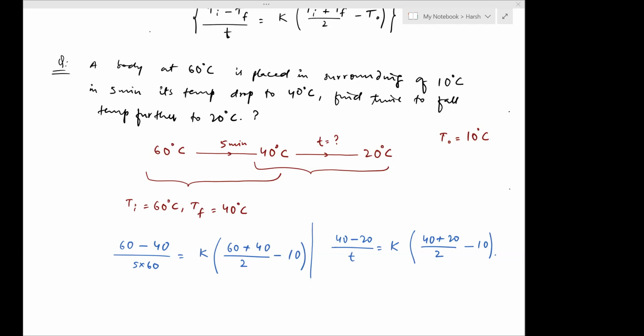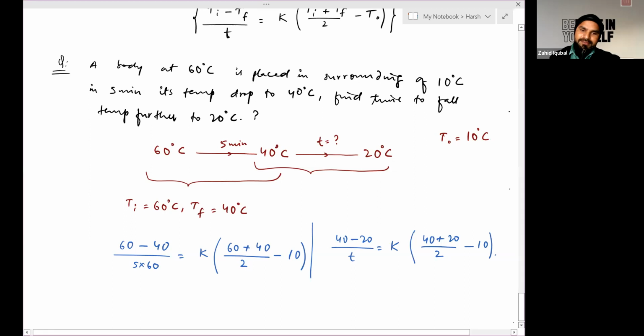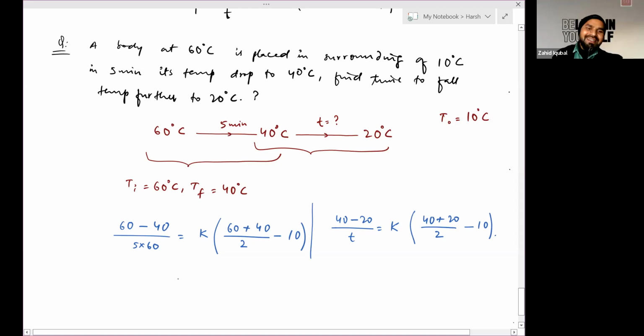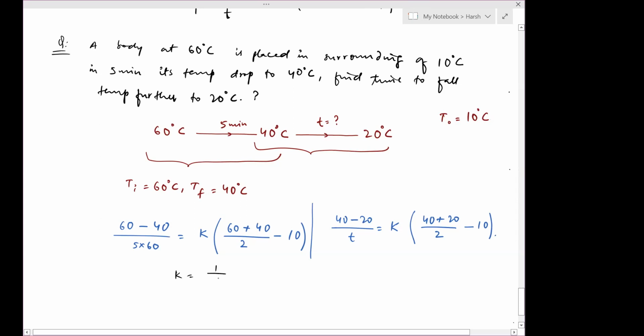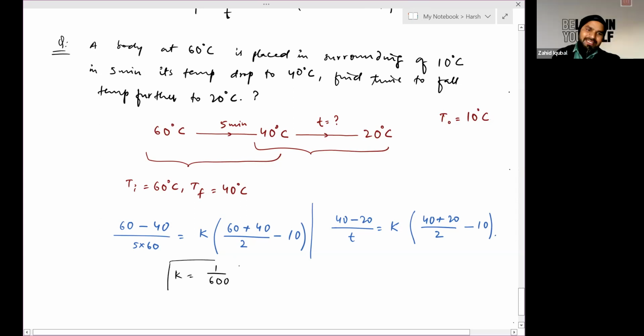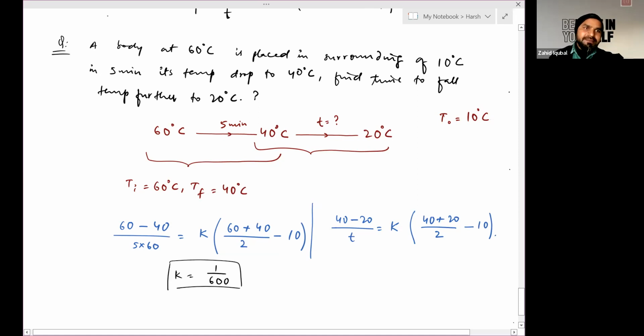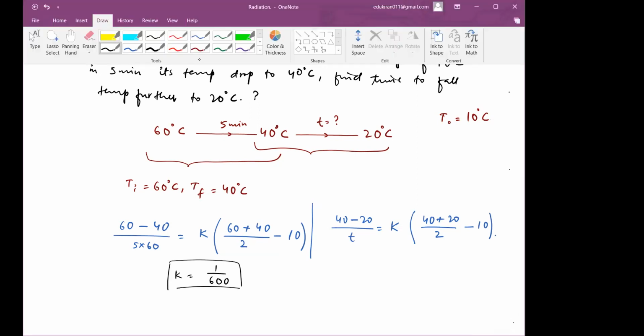Sir, I'm getting the value of K as minus 600. No, it will be plus 600. Sir, I'm getting 1 by 600 is equal to K. I shifted it upwards, so I'm getting minus. This is correct. Just put it in the second part and find T. Keep it like this.